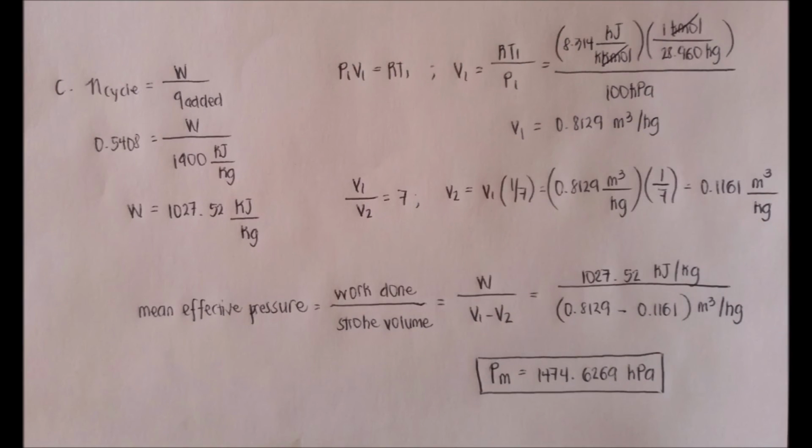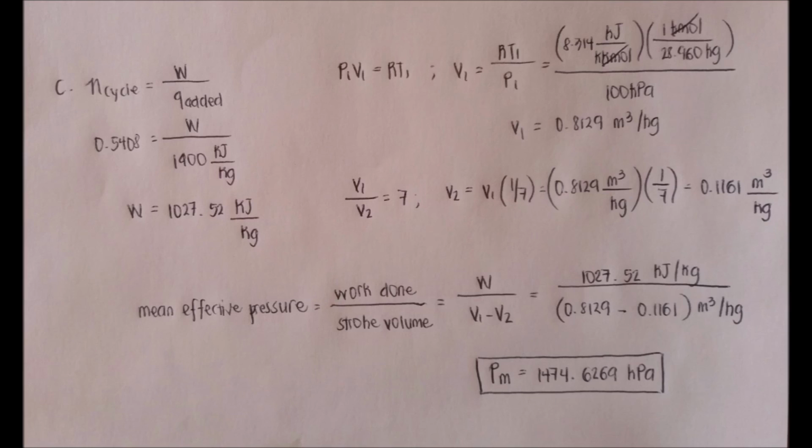The last thing to determine is the mean effective pressure. The formula for the mean effective pressure is work done over the stroke volume, or work over V1 minus V2. The first thing to do is to get the work from the Carnot equation. Efficiency is equals to work produced over the heat added. With 0.5408 of efficiency and 1900 kilojoule per kilogram of heat added, the work produced is equals to 1027.52 kilojoule per kilogram.